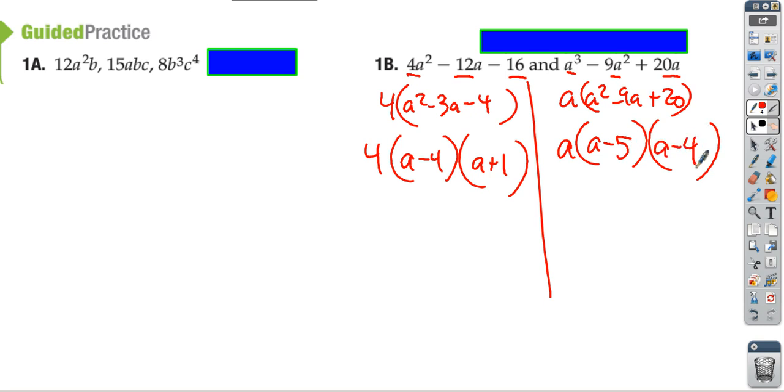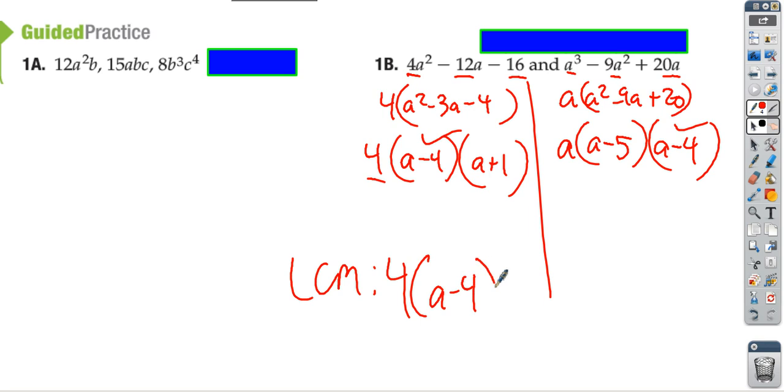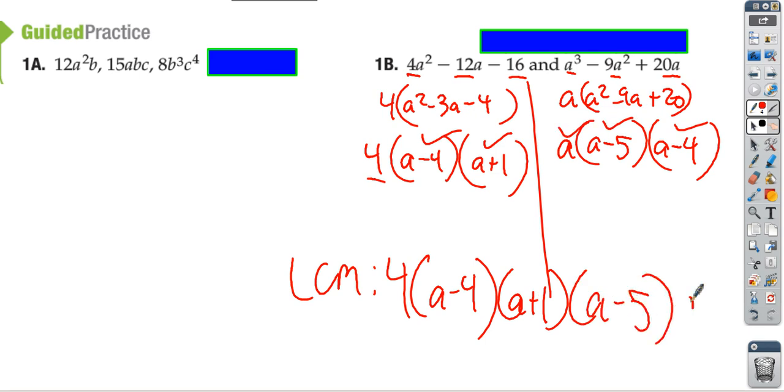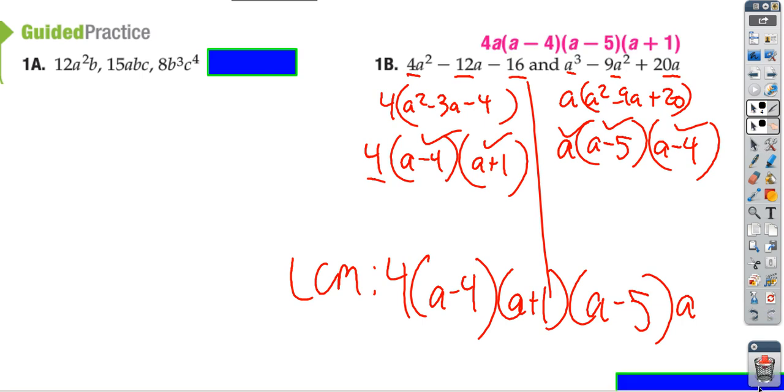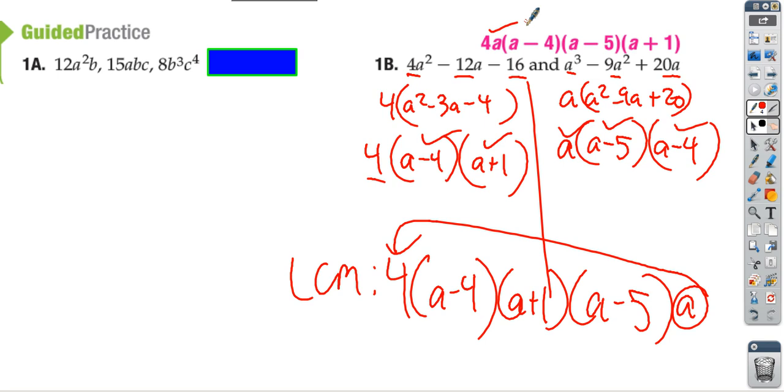So our least common multiple has to include a 4, has to include an a minus 4, because that's in both of them, so we only need to include one. It needs to have an a plus 1, and it needs to have an a minus 5, and it also needs to have an a. So let's see that we have that, and you can see the a was just combined with the 4, so that's right there, and then everything else is included.